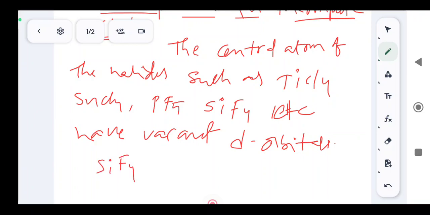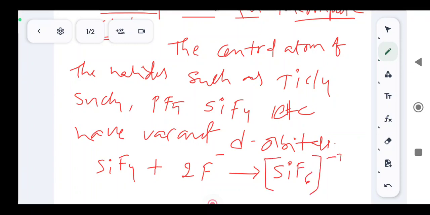SiF4 is a Lewis acid, plus 2F minus. This 2F minus is a Lewis base, it donates a pair of electrons, and we will get SiF6 2 minus. So this one donates a pair of electrons to form the SiF6 complex.